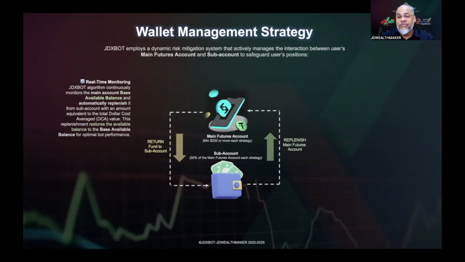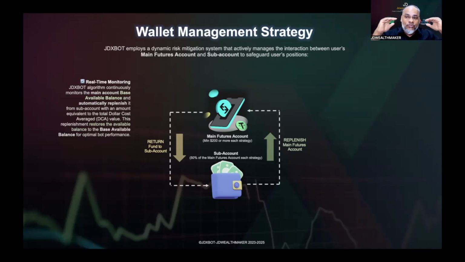So that means that now the balance of your main futures account is $180. Now, this is where the sub account will check your main account and identify that the $20 has to be replenished. So the sub account will send $20 and make sure that your main account always maintains $200 at all times. Can you see that?